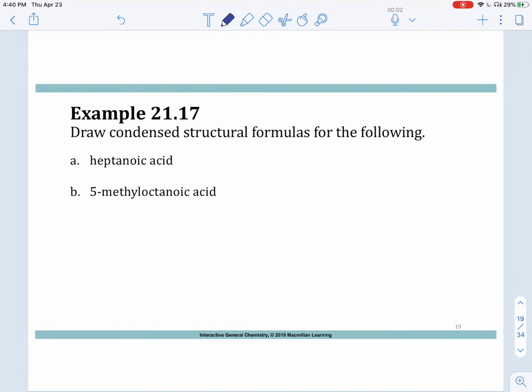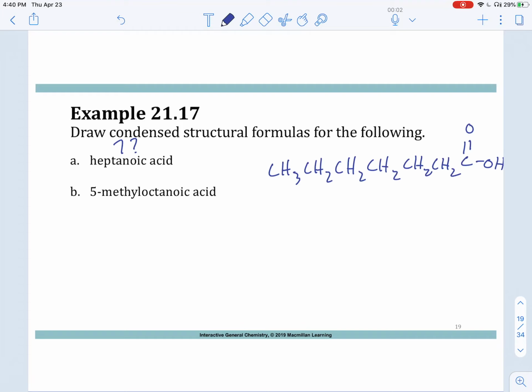Okay, A, hept. Hept is what, 7? So we need to make sure we've got 7 carbons. So a condensed structural formula, you could do CH3, CH2, 1, 2, 3, 4, 5, 6, and finally, C double bond O, OH. So that's one way you could draw that one for heptanoic acid.